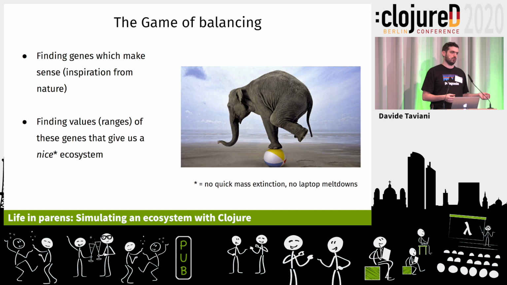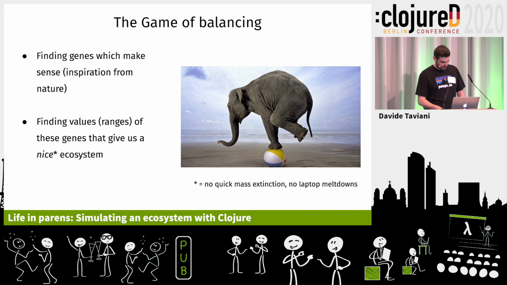Because in nature it happens that something will be an advantage for something, but a drawback for something else. And trying to code it is not that easy, because everything is quite connected, and you move something and something else falls apart.